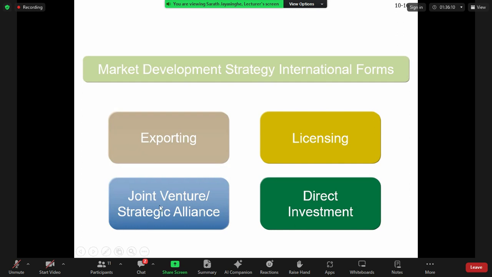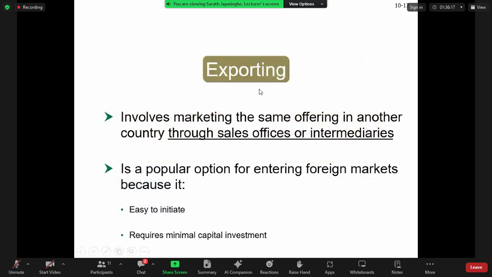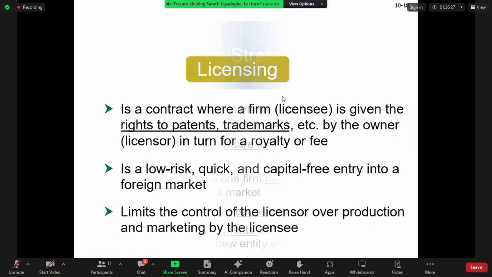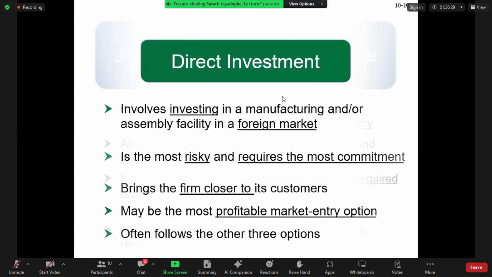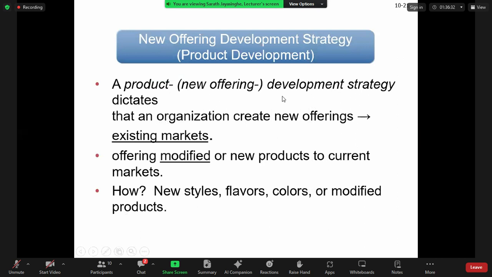You can start joint ventures. Then direct investment can be done in foreign countries or the international market. And then you can export, invoice, and market through sales offices or intermediaries. Easy to initiate. And then licensing, joint ventures, direct investments. That strategy is called market development.